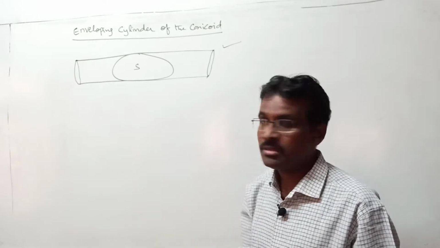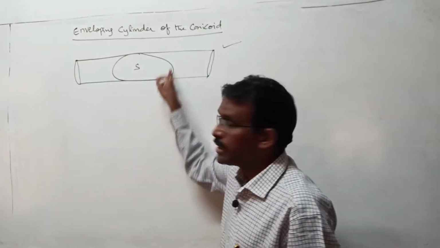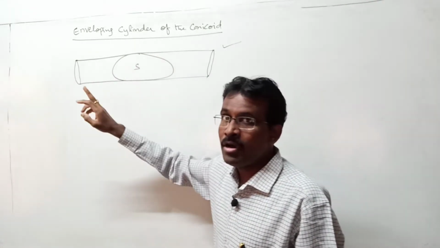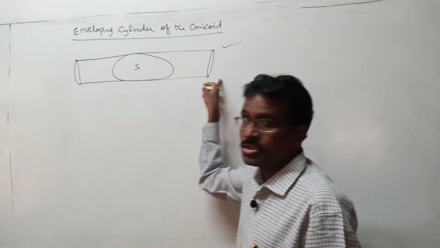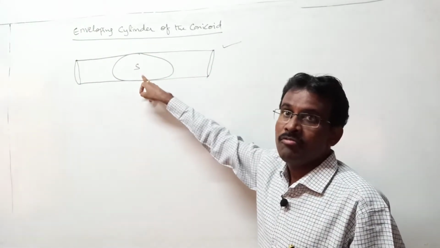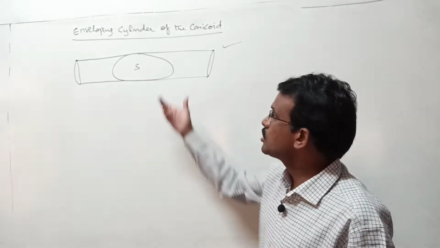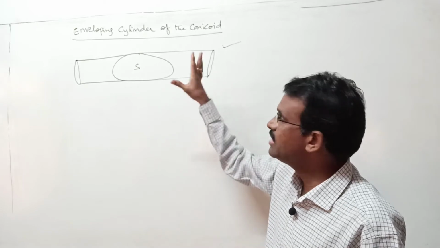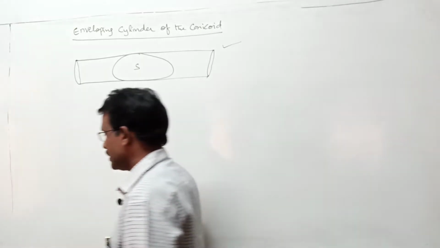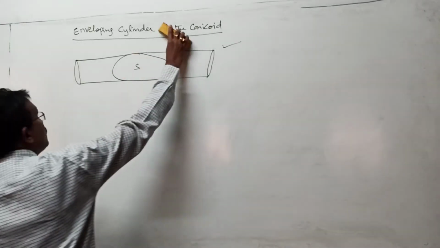Once again I am repeating. Let S be a conicoid. Then the set of all parallel tangent lines to the conicoid forms a cylinder, which is called the enveloping cylinder of the conicoid. This is the definition of the enveloping cylinder. Now let us see the problem here.